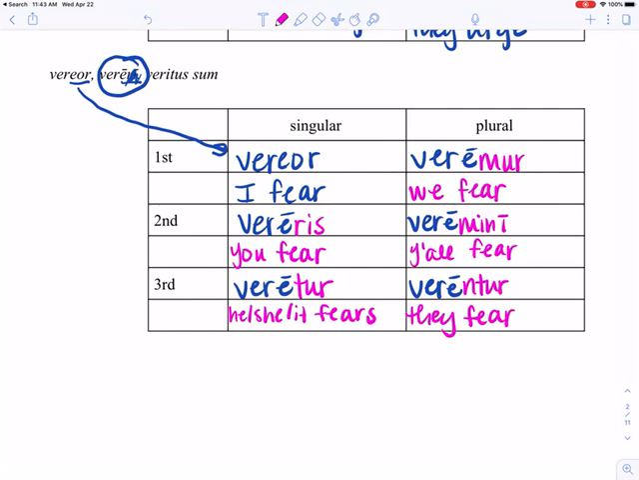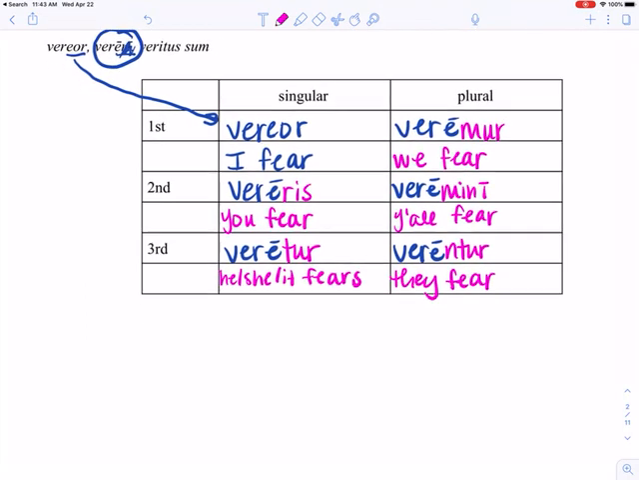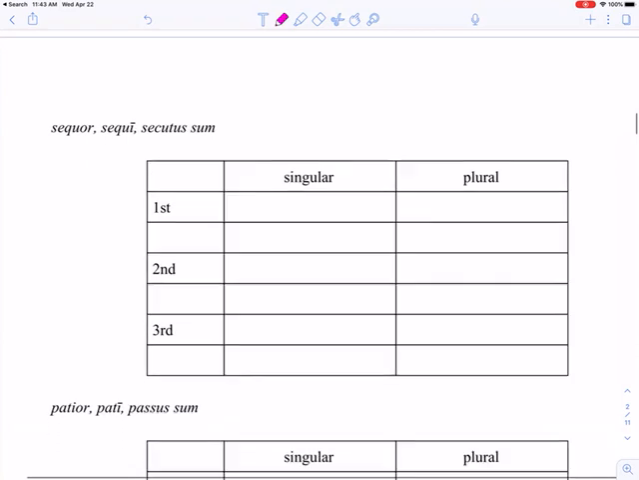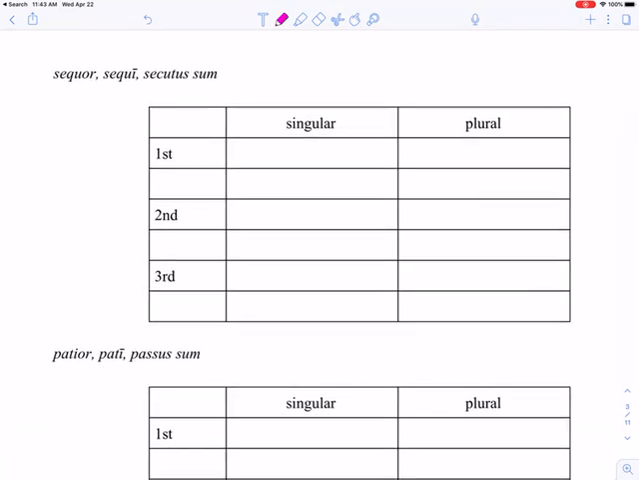All right, so now we're moving into those third, IO, and fourth conjugation verbs. So again, we're taking our first principal part and we're putting it into this first singular box. So I'm going to put sequor. And sequor generally means to follow. This is where we get our word like sequence. And so this means I follow.